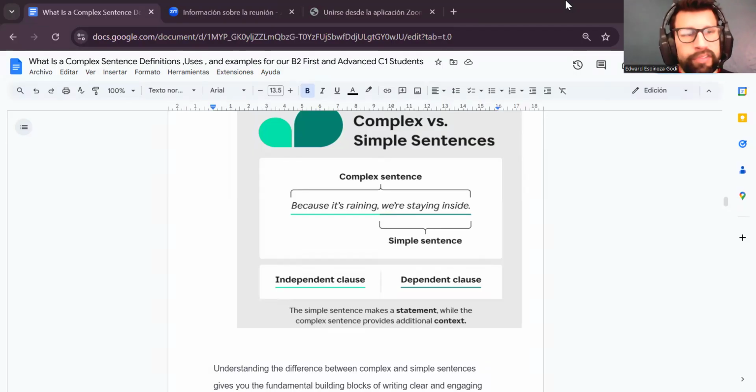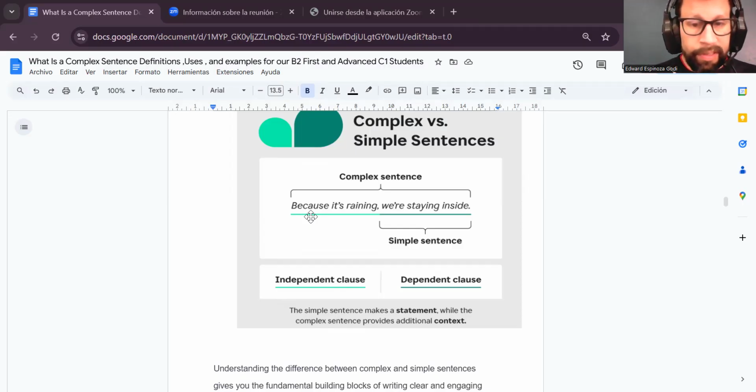So for our second part of today's class, we have the uses of complex and simple sentences. So let's just take a moment to refresh our memory from the first part. Here we have the complex and simple sentences, how they're structured between independent clauses and dependent clauses. So remember that the independent clause is the one that gives us an idea, and the dependent clause can be left on its own.